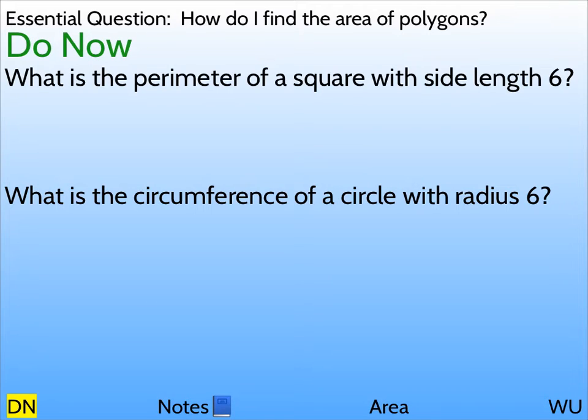Alright everybody, your do now for today says, what is the perimeter of a square with a side length of 6? And what is the circumference of a circle with a radius of 6? So, pause your video now so you have a chance to do the do now.